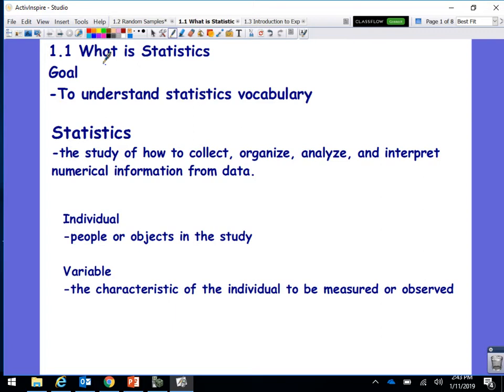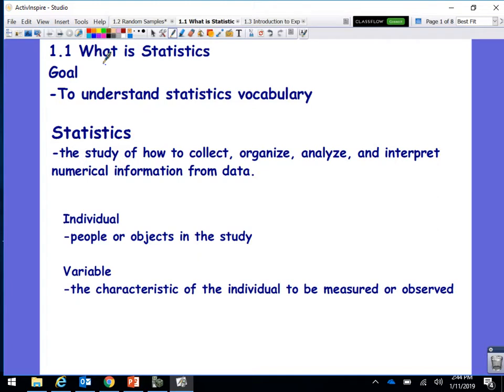Okay, this is the introductory section to statistics, basically. 1.1, 1.2, 1.3 are a lot of vocabulary type of stuff, not a lot of computation. So kind of keep that in mind as you're looking through this. It's more of a history, social studies kind of class where you have to memorize terms and identify things.